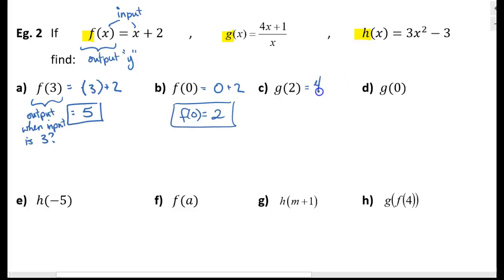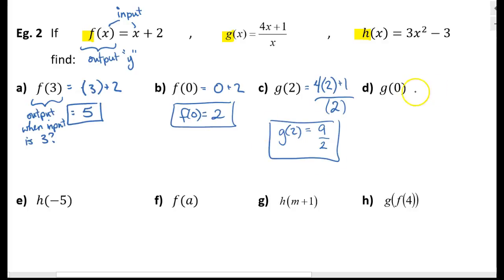Here I'm going to plug in 4 times 2 plus 1, all divided by 2 again. Now, I like putting brackets around anything that I'm plugging in for x. It's just a personal preference to make sure that I keep track of any negatives that might be going in there with it so that I know kind of what I've done. So I've got 8 plus 1 is 9 over 2, and I can leave it as that. There we go. G of 0 is not possible.